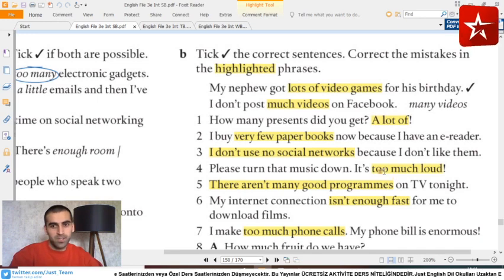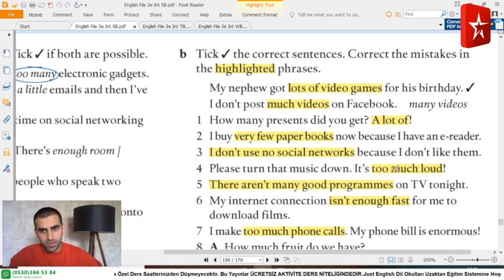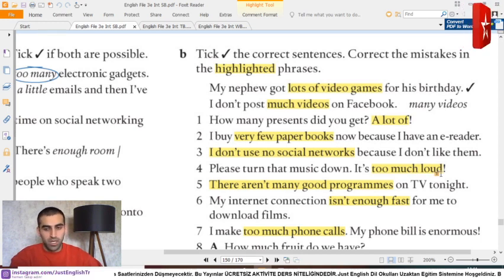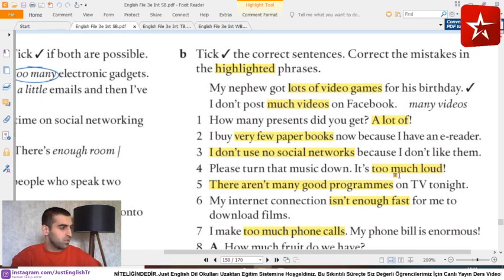Why? Because after too much, as you say, we should use a noun, but here we have, unfortunately, an adjective. So the answer is not too much. It is too loud. Okay, just too loud, not too much loud. Too loud is the correct answer.